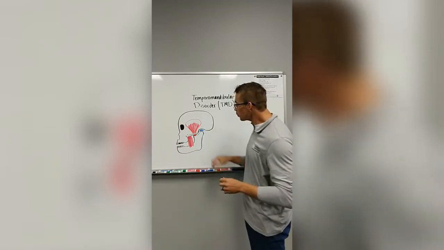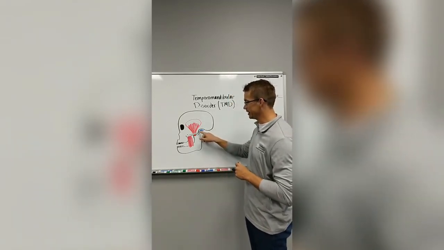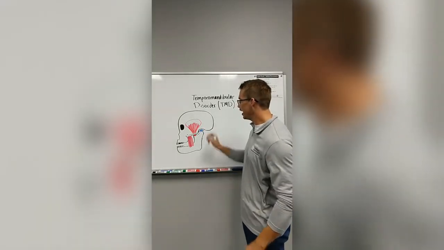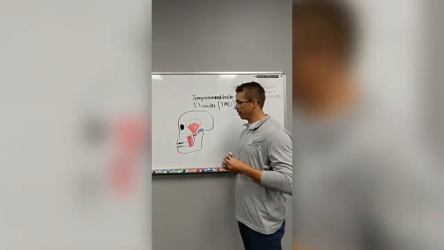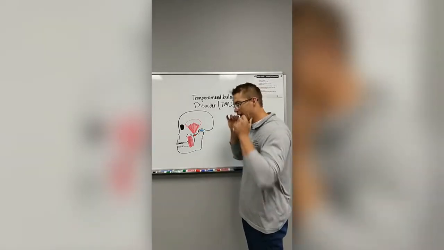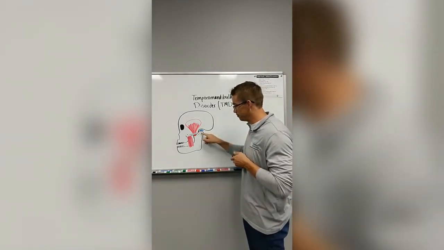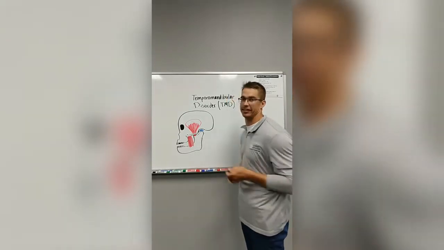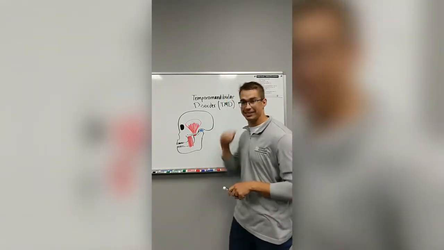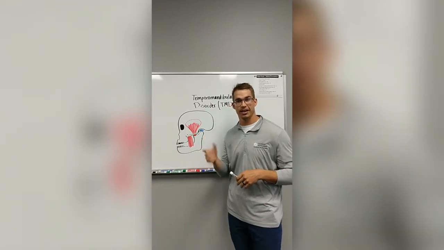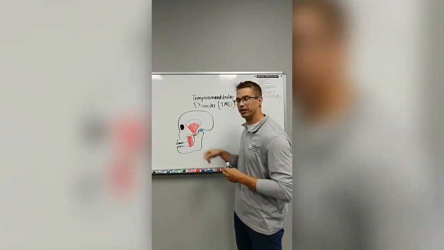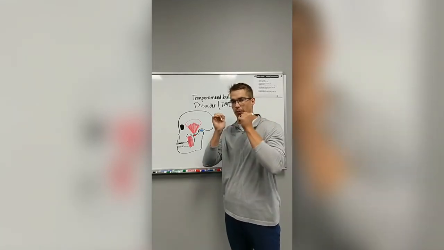We have this disc right here that actually has muscular fibers in it, and when we open our mouth, that disc slides with this bone right here to make sure that it stays connected. What can happen is that the disc either gets displaced, so we actually have a problem with the joint, or we have muscular imbalance, so we have a pull one way or the other.